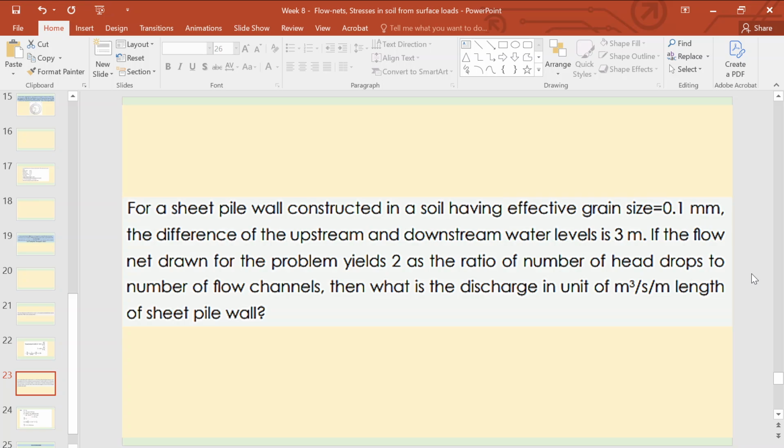Take a note that the effective grain size is given, effective diameter of the soil particles is given as 0.1 millimeter. Difference of the upstream and downstream water levels is 3 meter. The ratio of the number of head drops to the number of flow channels is 2. Find out the discharge.